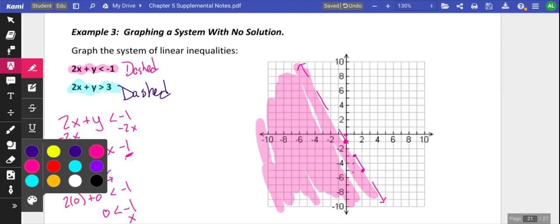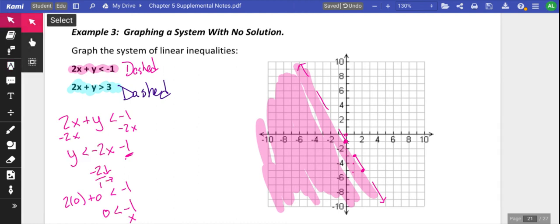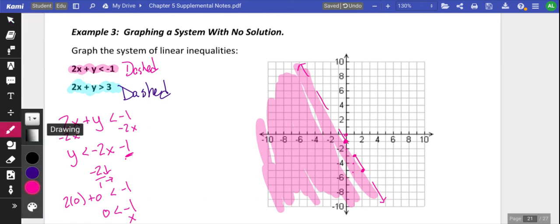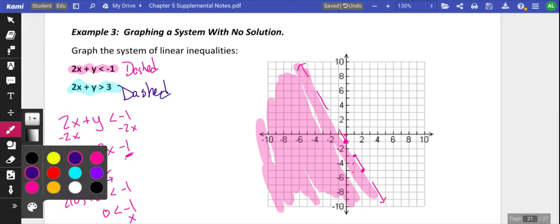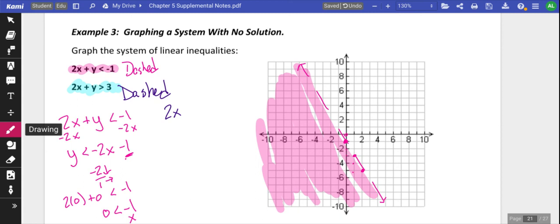Okay. Now let's do the same with our other equation, or inequality. I always say equation, even if I mean inequality. Okay, 2x plus y greater than 3. So same deal. Let's get rid of that 2x. So I'm just left here, I got y is greater than -2x plus 3.